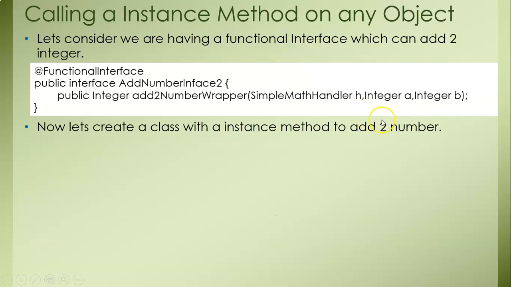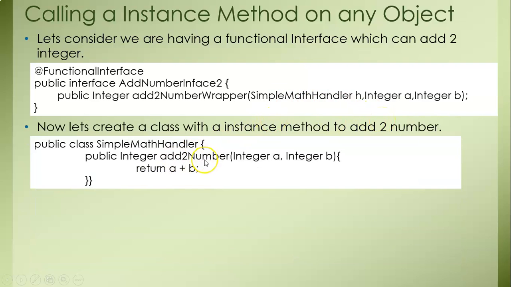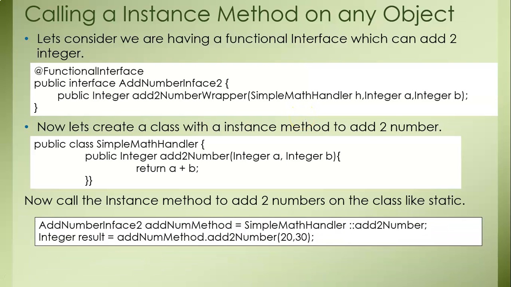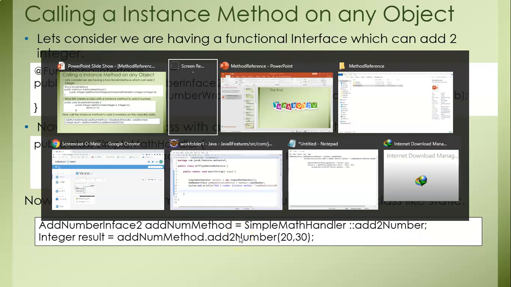We already have the SimpleMathHandler class, which has an addTwoNumbers method, which is an instance method. Once you pass the SimpleMathHandler as an argument, we can call the addTwoNumbers method of SimpleMathHandler the similar way we call the static method. So we have the class name, then double colon, and we call the addTwoNumbers method, like we call in the static method reference. Let's go to Eclipse and see the example.